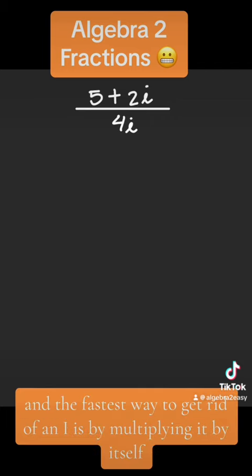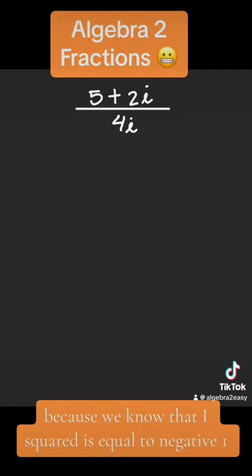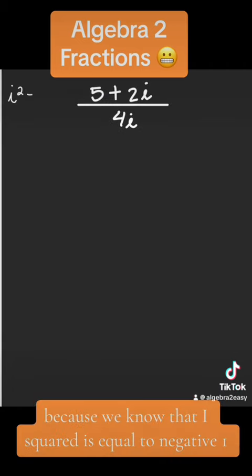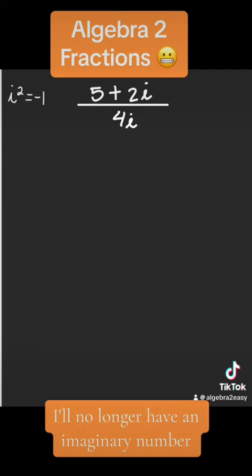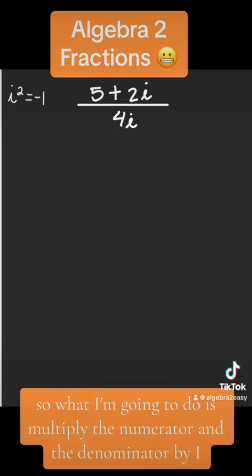And the fastest way to get rid of an i is by multiplying it by itself, because we know that i squared is equal to -1. So if I can create an i squared in the denominator, I'll no longer have an imaginary number. So what I'm going to do is multiply the numerator and the denominator by i.